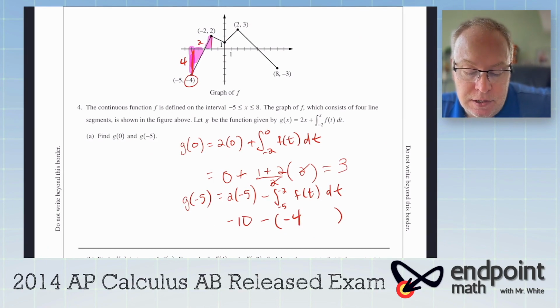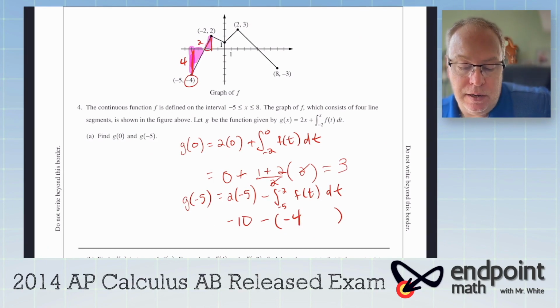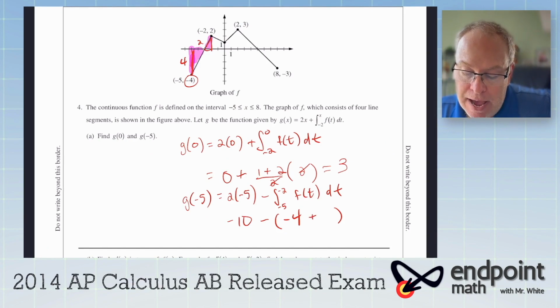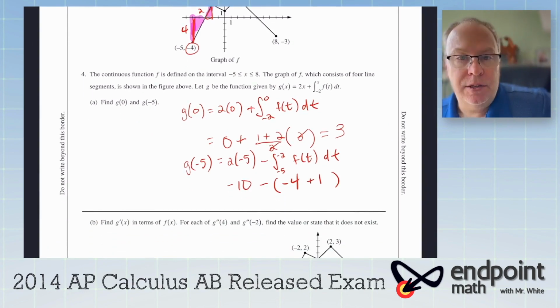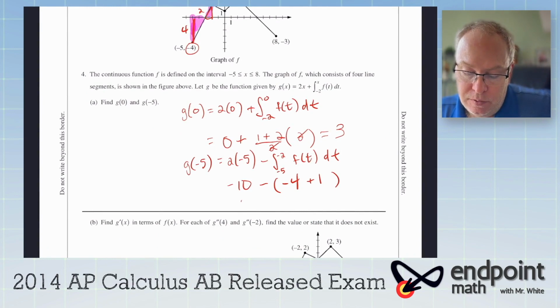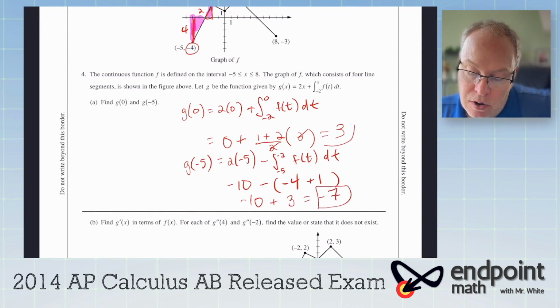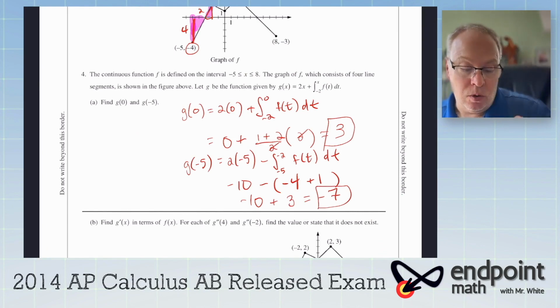And then this is above the x-axis, and it is a base 1 with a height of 2. So that's a volume of 1, or an area of 1. So we would add 1. So that ends up being negative 3 in there. So negative 10 plus 3 is negative 7. And both of these are the correct answer. So you want to show all your work there.